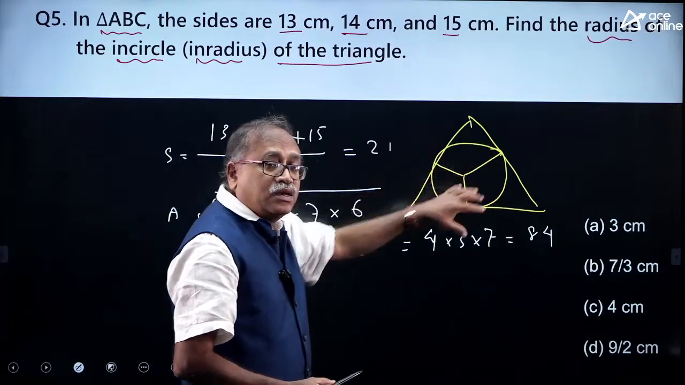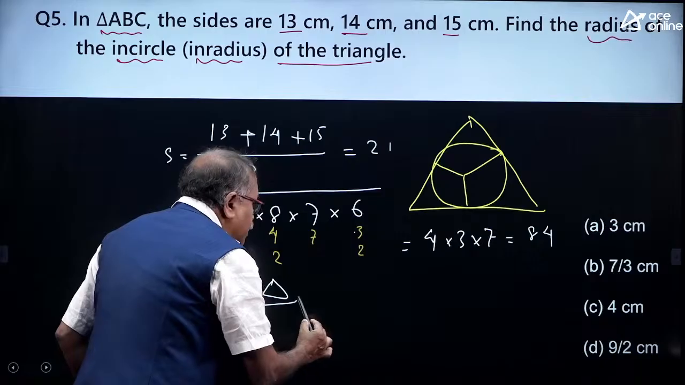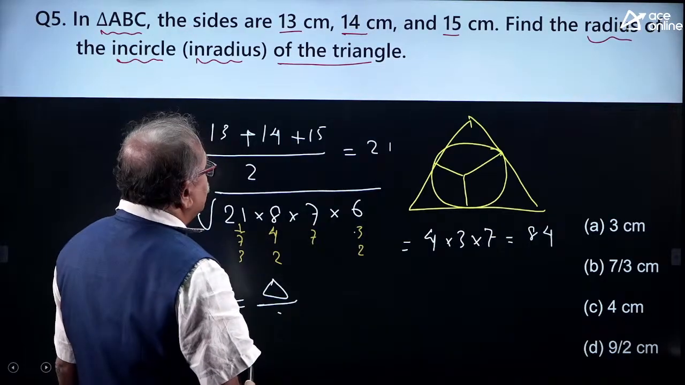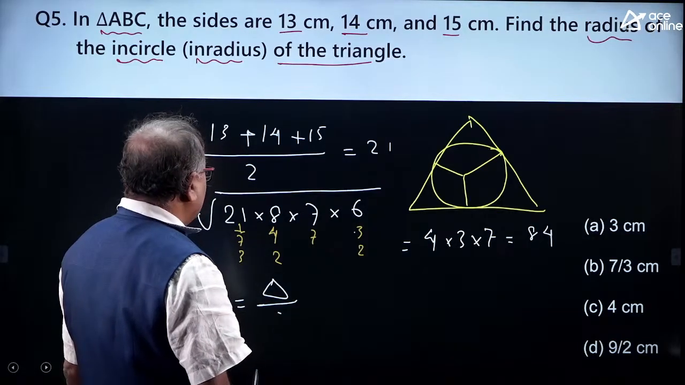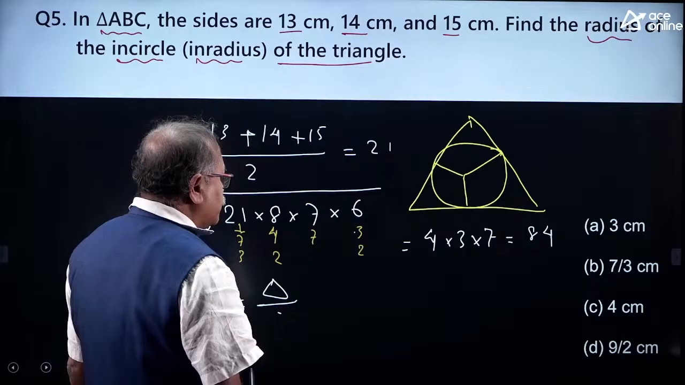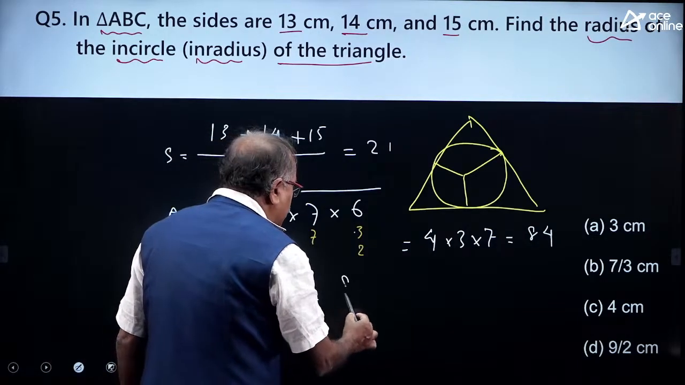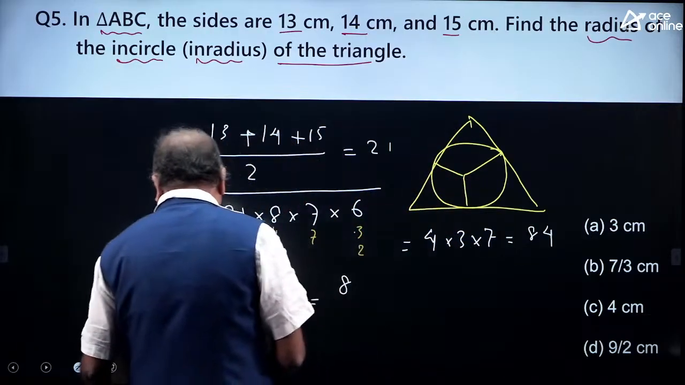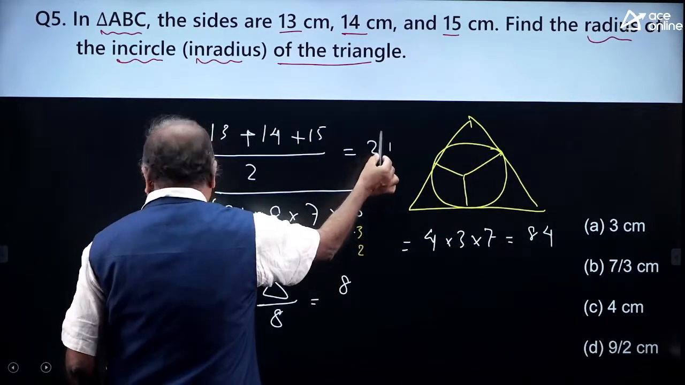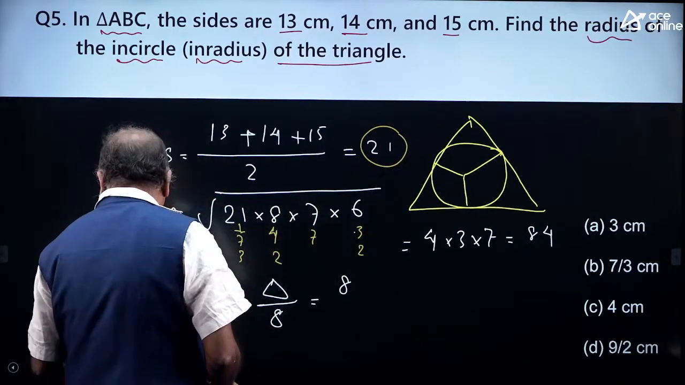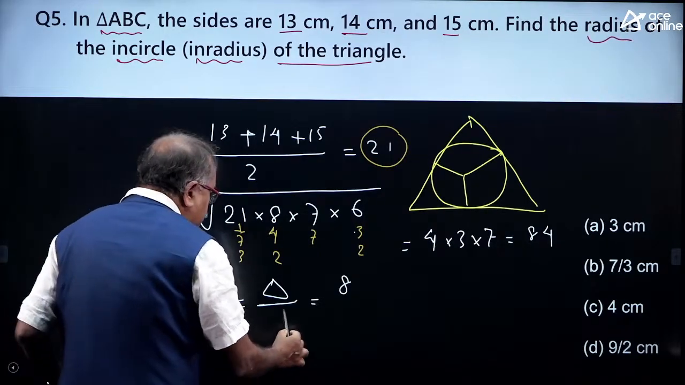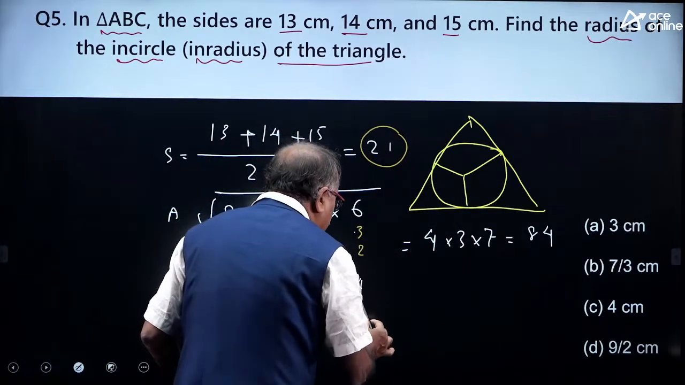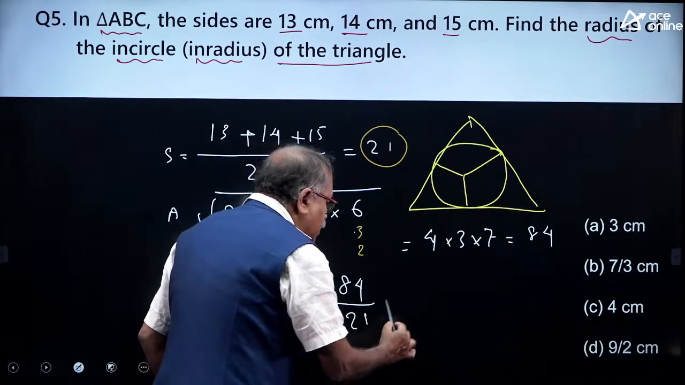And what Aman knows is that the radius of the incircle is nothing but the area of the triangle divided by the semi perimeter. So what do I get over here? 84 divided by 8? No, divided by S, which is 21. The inradius is equal to the area of the triangle divided by the semi perimeter. The area of the triangle is 84 and the semi perimeter is 21. So nicely he answered the question.